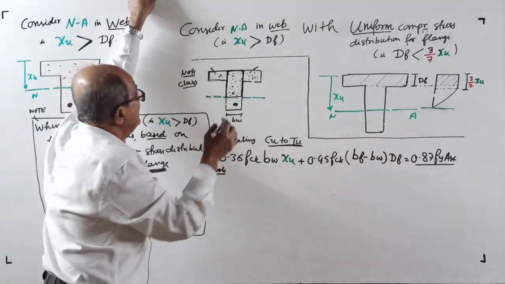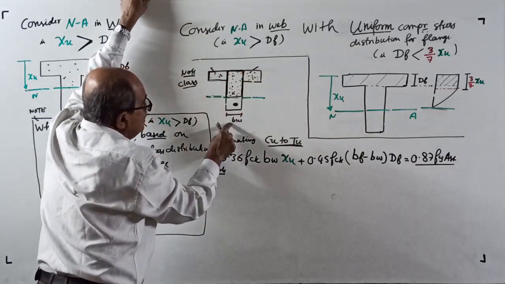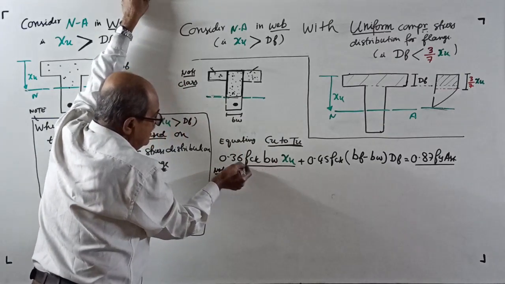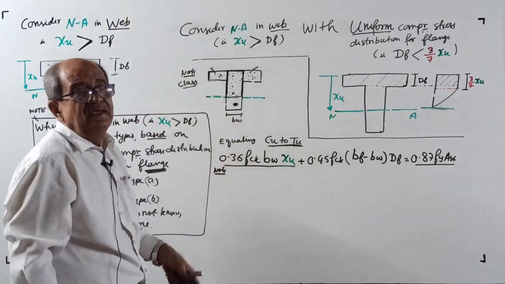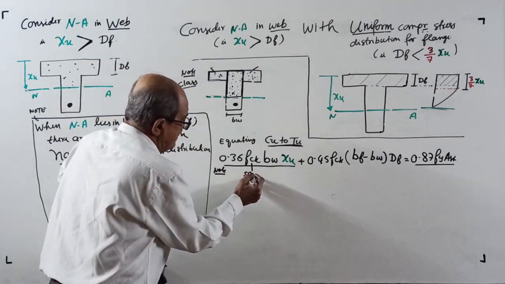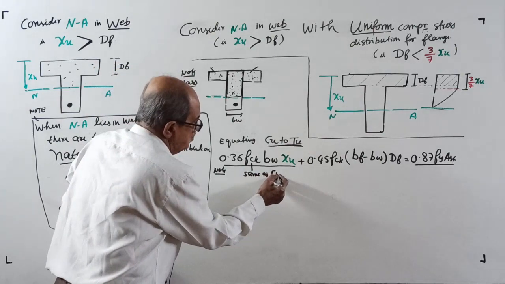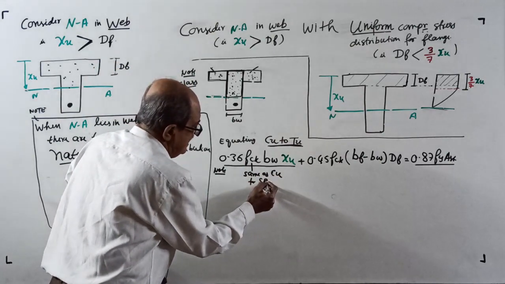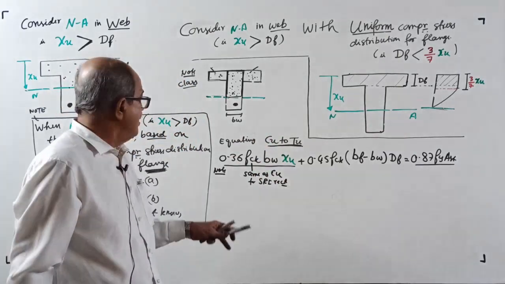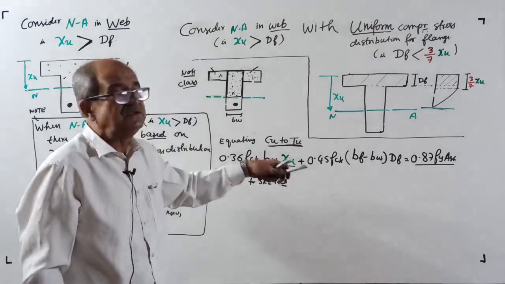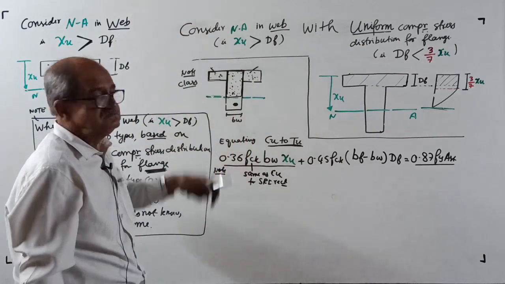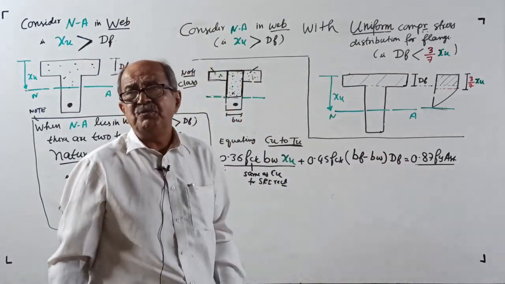Or how to remember is, this is a rectangle of what width? bw. So this is the same as your Cu for a singly reinforced rectangular section. Everybody can write here: this is the same as Cu for a singly reinforced rectangular section. You know it, but only one thing: their formula is 0.36 fck into B into xu, where B equals bw. That you have to remember. This is universal, 0.87 fy Ast.